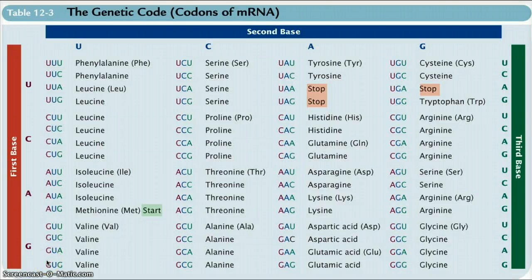So here we have the genetic code. And the genetic code is very interesting because it is universal for all living things. So this is one item that actually supports the theory of a common ancestor because we all have the same genetic code. We all have the same nucleotides, we make the same RNA, and we all use the same genetic code.